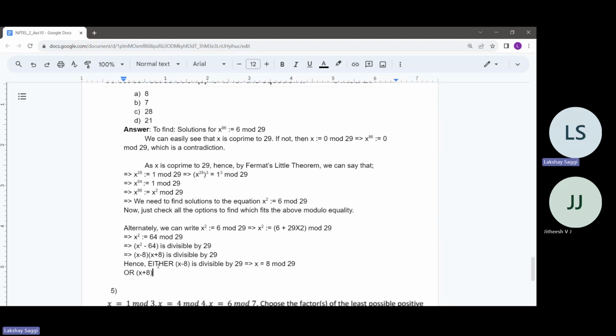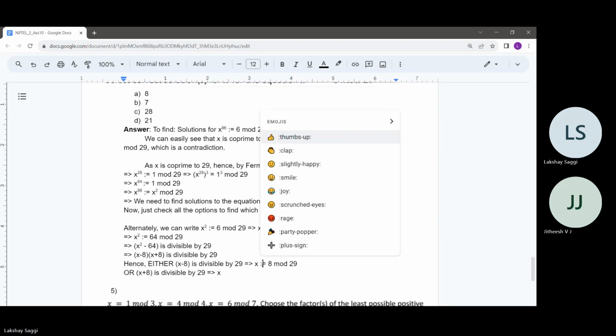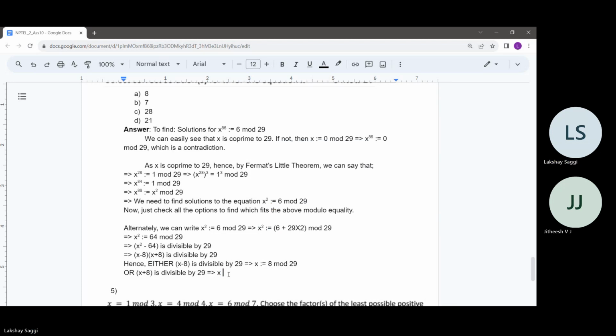Or x + 8 is divisible by 29, which implies that x is congruent to −8 mod 29, which is nothing but 21 mod 29, since −8 is the same as 21. So in this manner, we have obtained, as this is an either-or, all the possible cases.